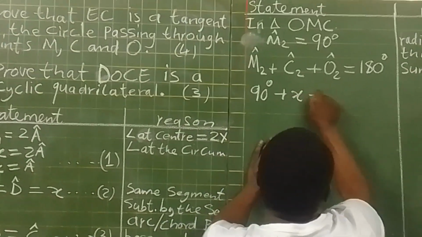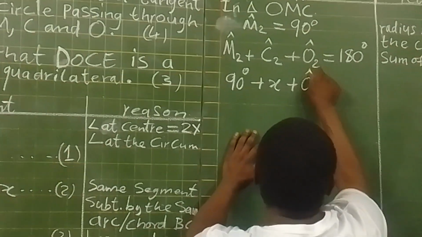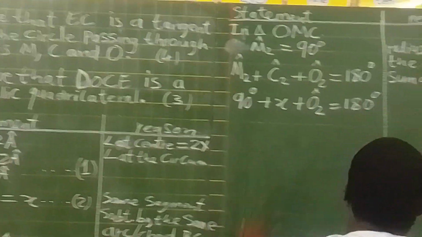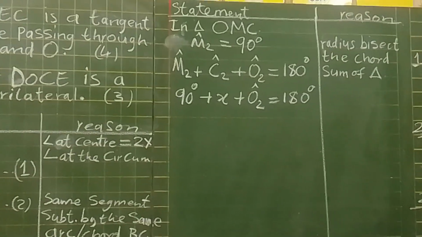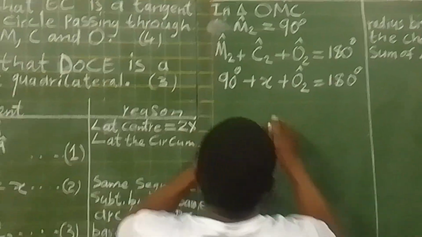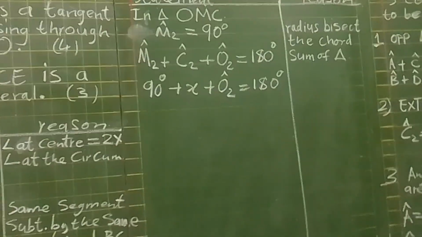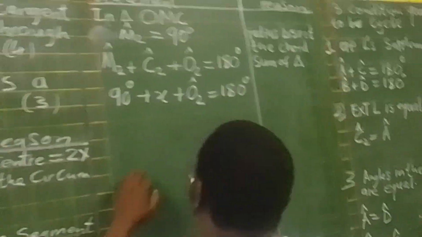plus X plus O2, which is 180 degrees. Now, let's find O2, because they want us to find O2 here. Find O2, that is 90 minus X, right?